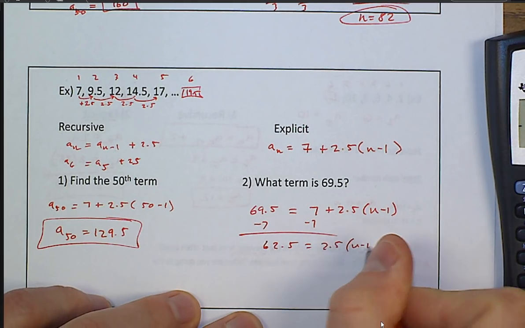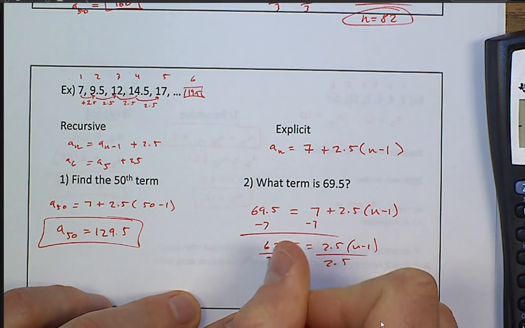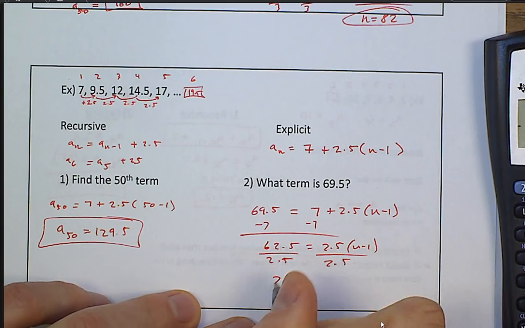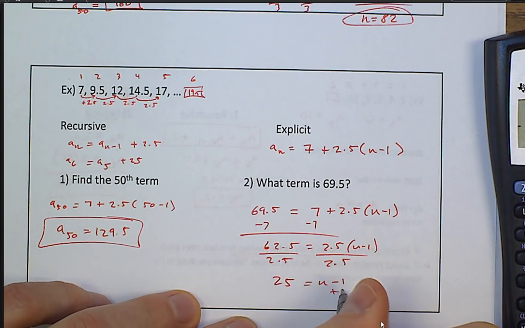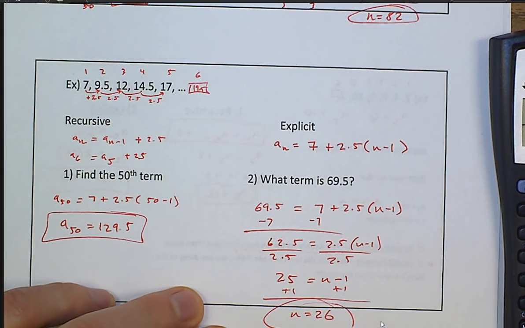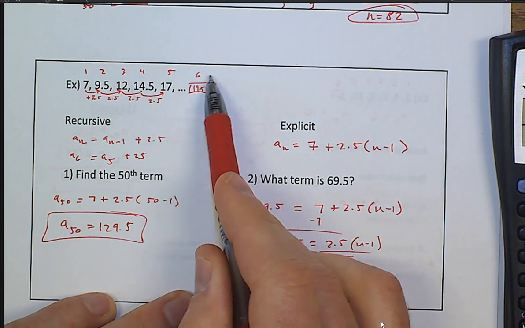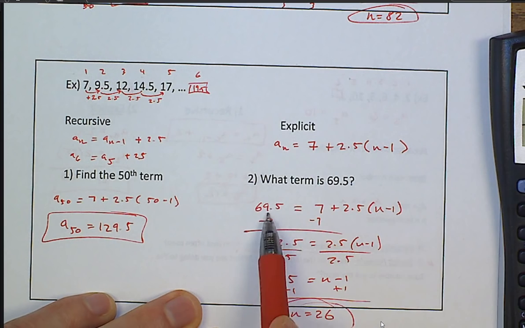I'm going to divide by 2.5 on both sides, and I get 25, and then I add 1, and I get n equals 26. So what did we just figure out? The 26th term in this sequence, if I went all the way to 26, is 69.5. Okay? Flip it over on the back.